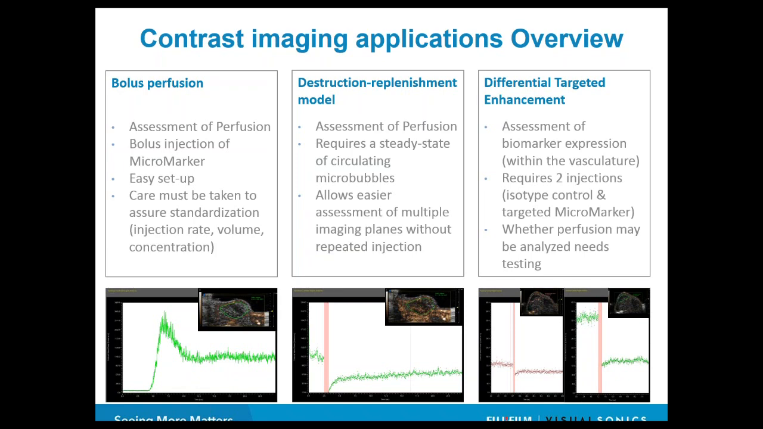The destruction-replenishment model, as just stated, requires a steady state, but once you have the steady state, the advantage of this version is that you also may study multiple imaging planes in your area of interest without repeated injection of contrast agents. And as a last thing, the differential targeted enhancement, as I just mentioned, you have to do 2 injections here, isotype control and targeted MicroMarker. And then this allows you to study biomarker expression.